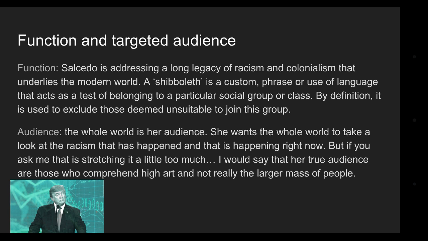And the audience. The whole world is her audience. She wants the whole world to take a look at the racism that has happened and that is happening right now. But if you ask me, that is stretching it a little bit too much. I would say that her true audience are those who comprehend higher and are really for the larger mass, since you gotta realize the art isn't open about its meaning. So, yeah.